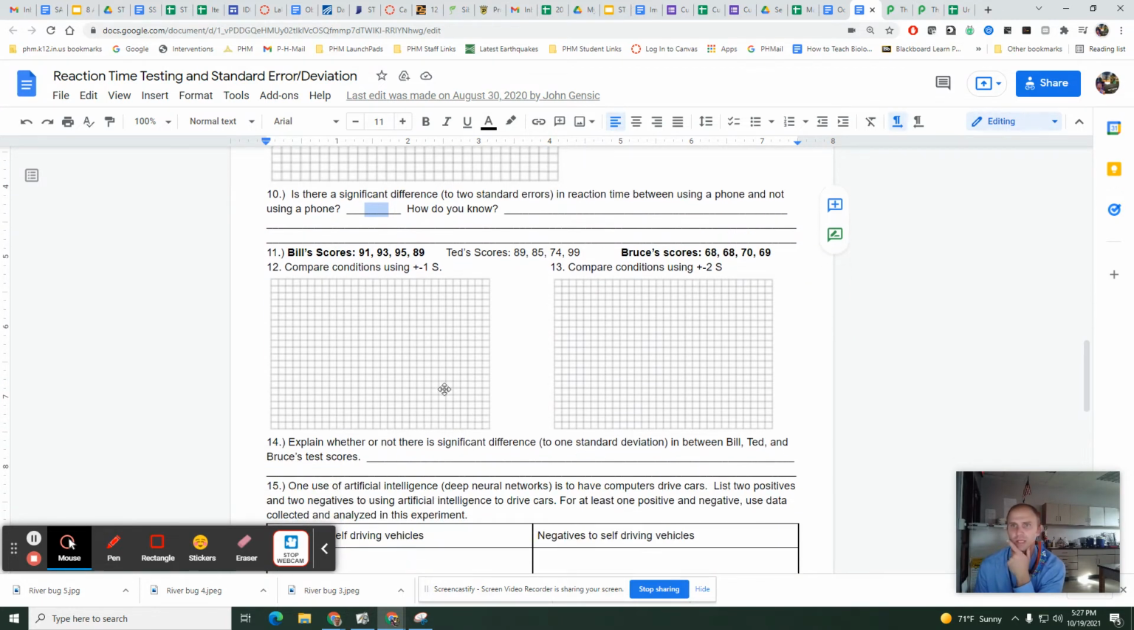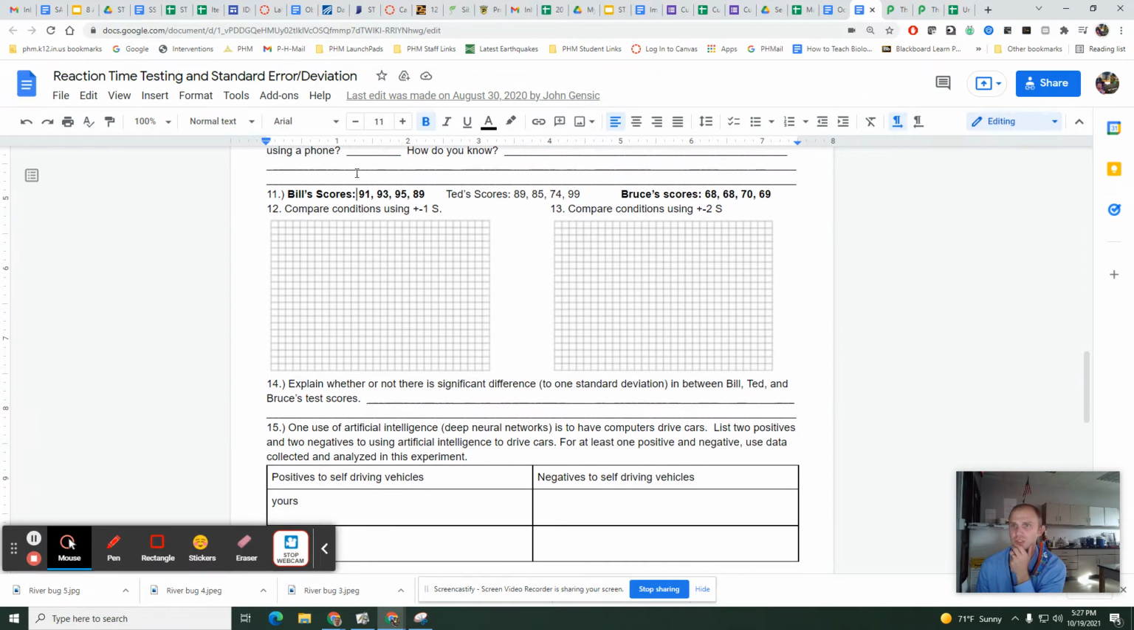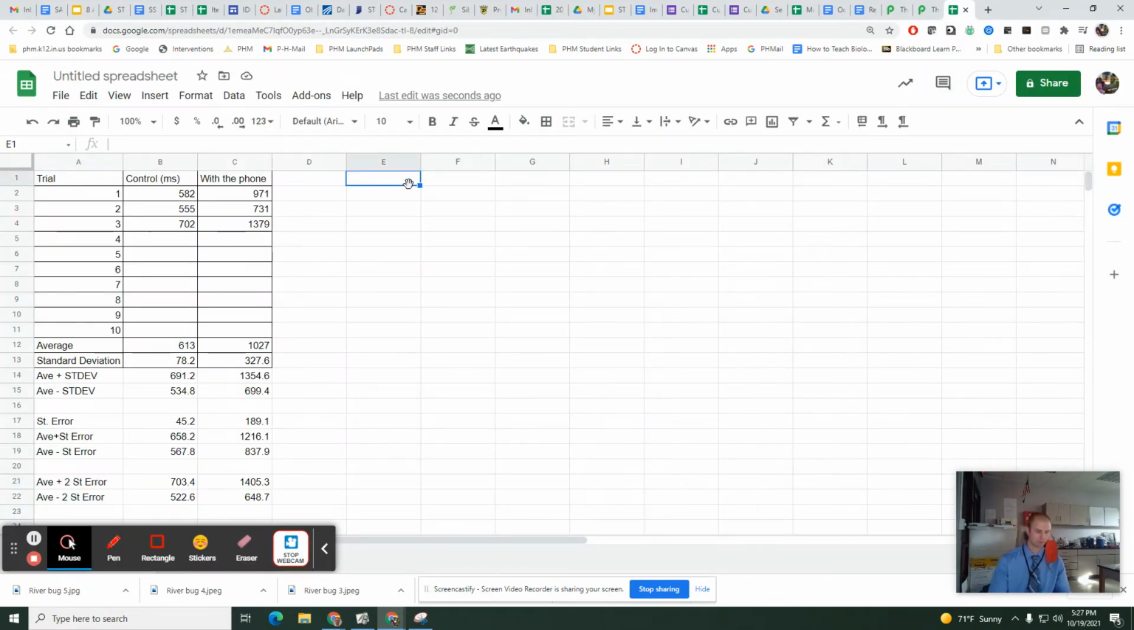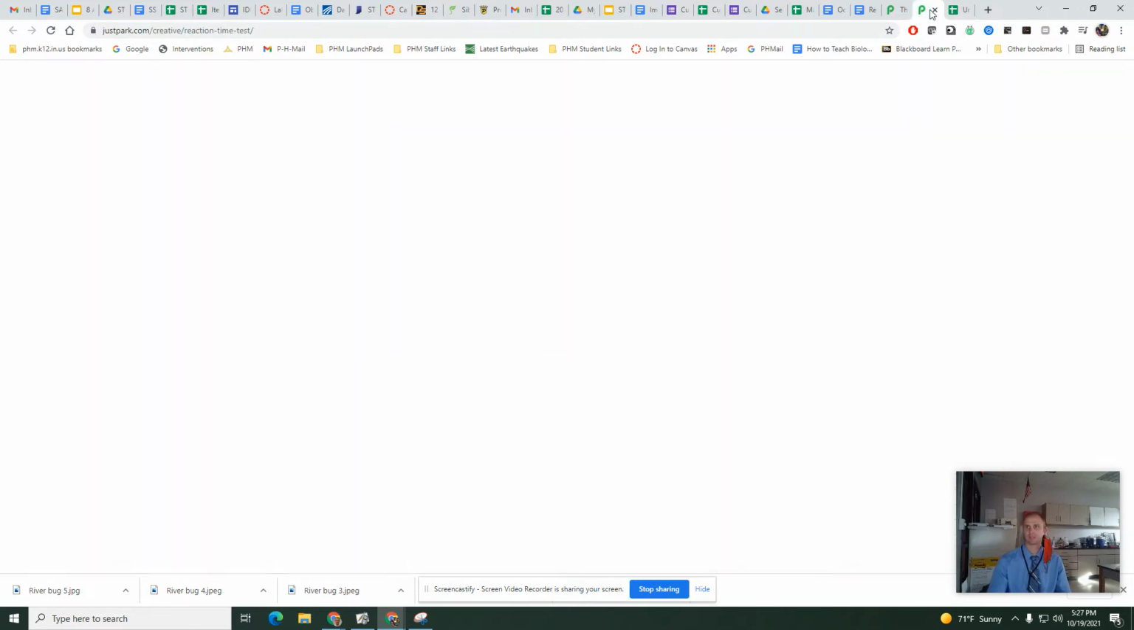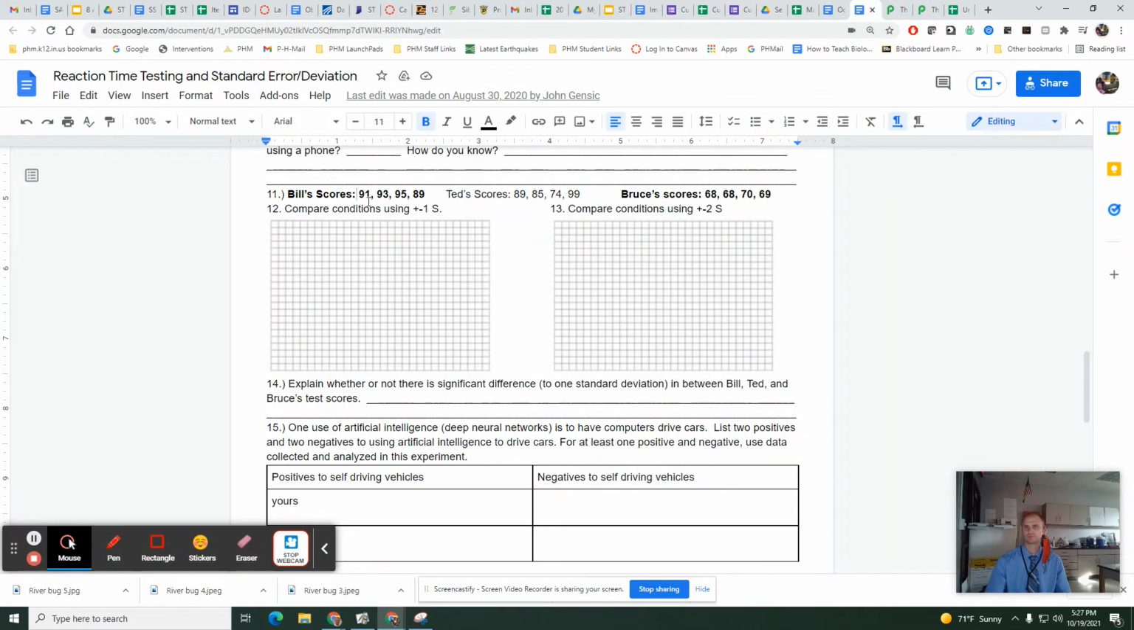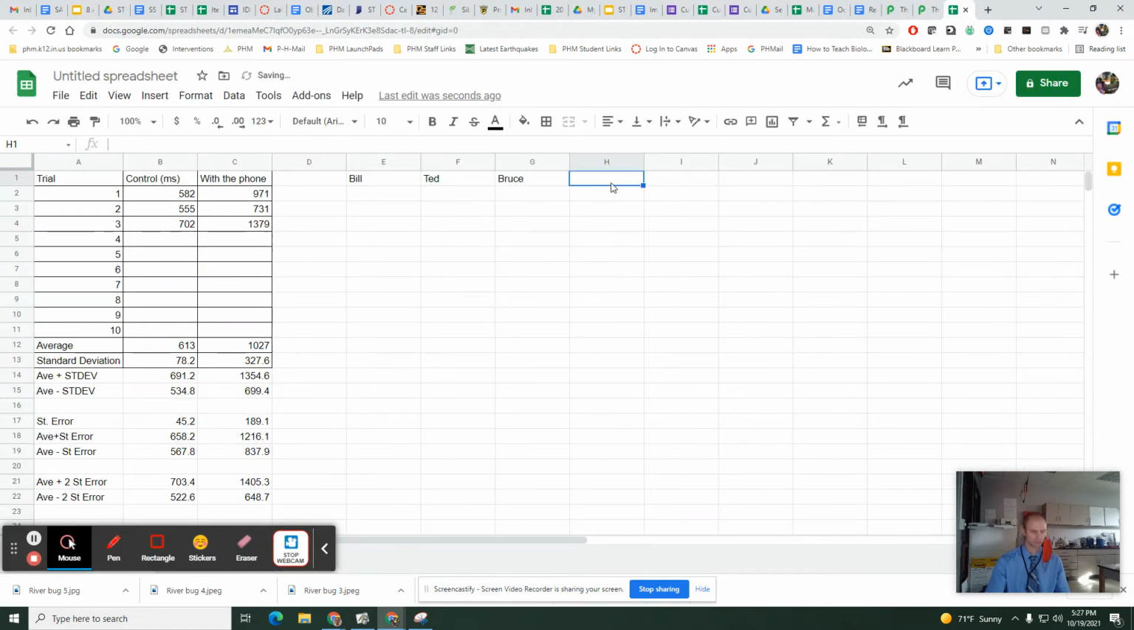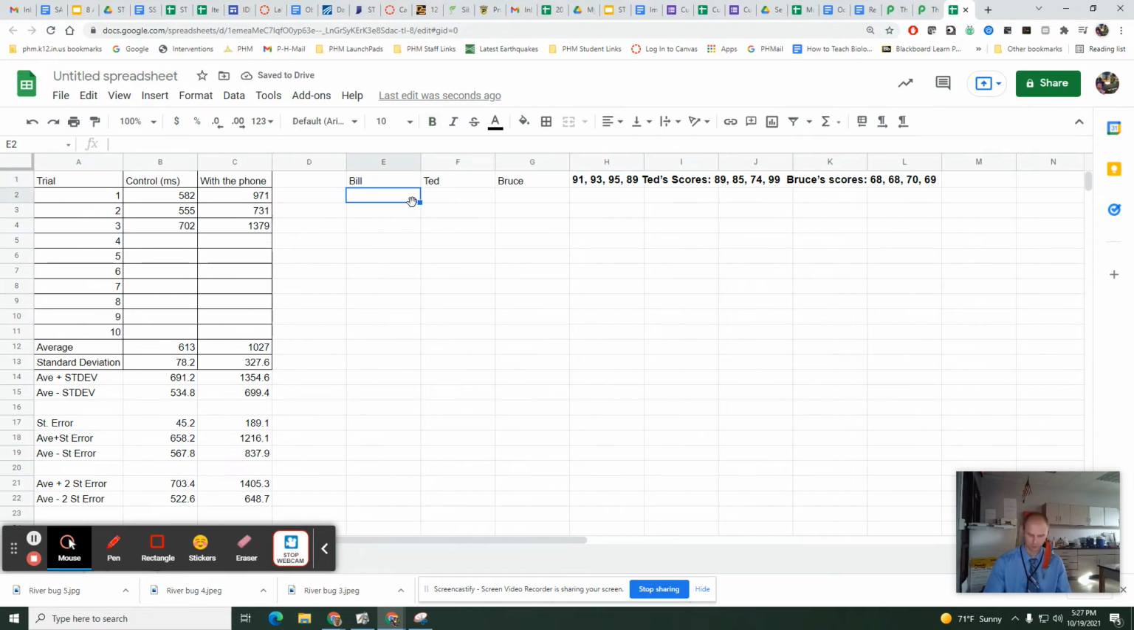So what you're going to do now is take and make another spreadsheet where you have these 2 sets of numbers, and you're going to do it with 1 standard deviation and 2 standard deviations. So you got Bill, Ted, and Bruce. You got to make a Bill, Ted, and Bruce spreadsheet. And I'll just kind of copy this over, use it here. Basically, just give me practice on spreadsheets today. So, Bill, 91, 93, 95, 89.